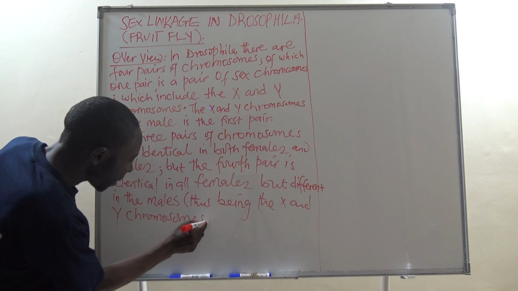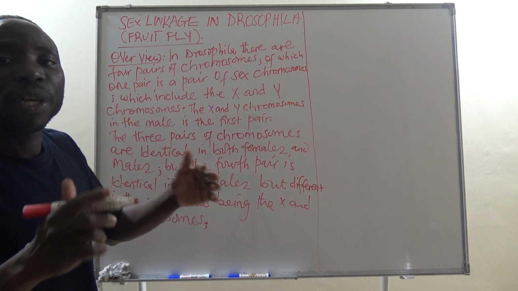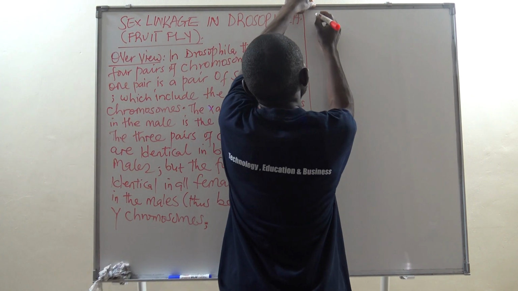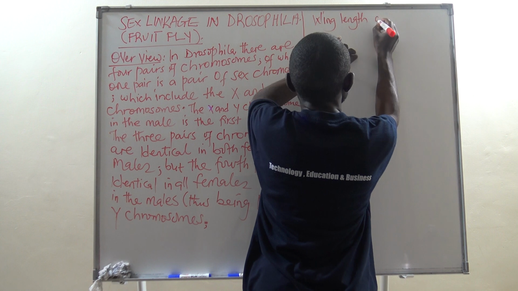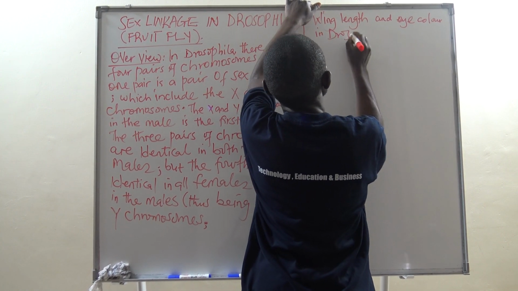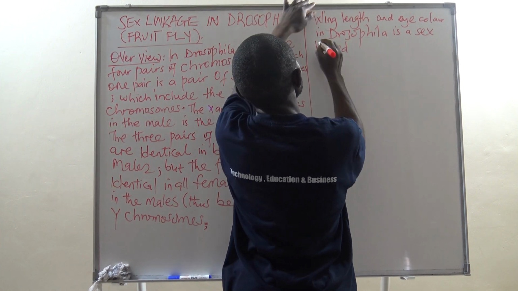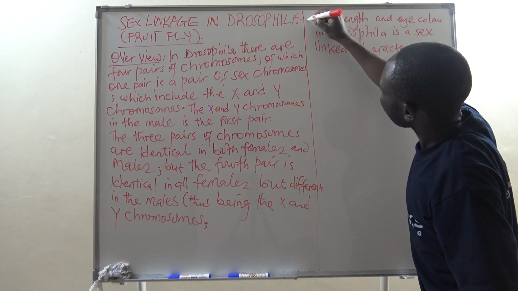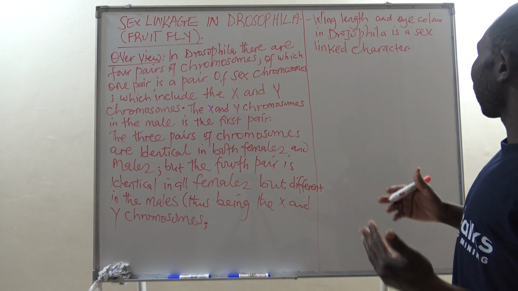Now, one of the sex-linked characters in Drosophila that we learn about is wing length and eye color. So the wing length and eye color in Drosophila is a sex-linked character. So this is very important.